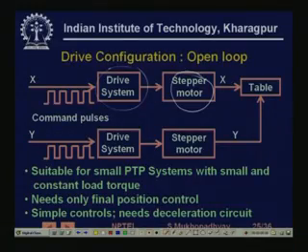There is no contour required because it's a point-to-point system, and the main thing is that they are simple, they are cheap, the electronics is simpler. You need deceleration circuits because you need to bring down the velocity, because otherwise, because of the inertia of the motor, it should not overshoot.